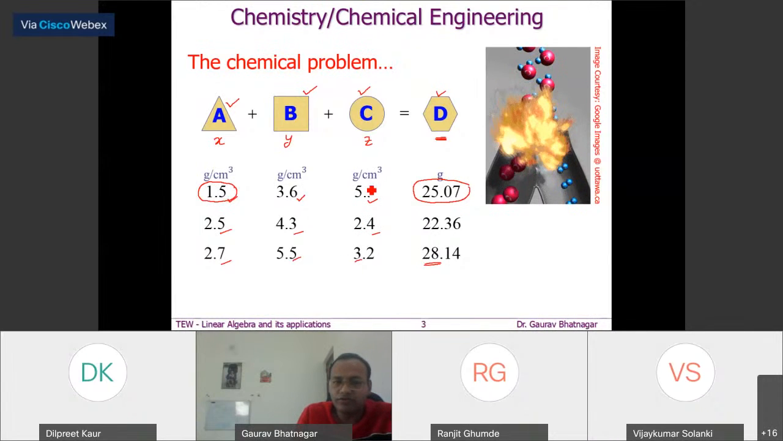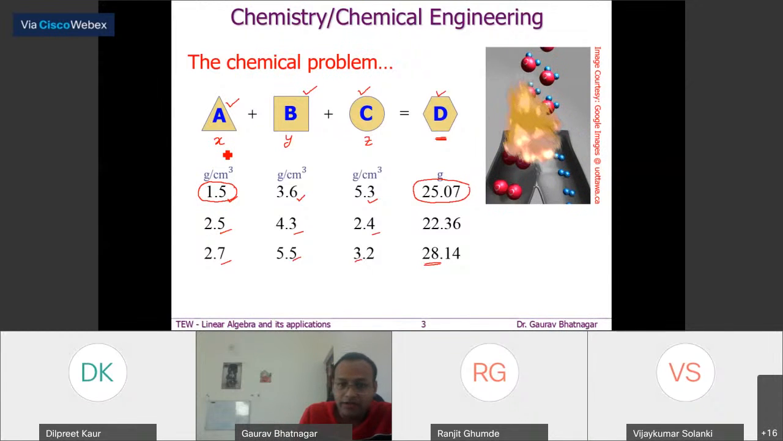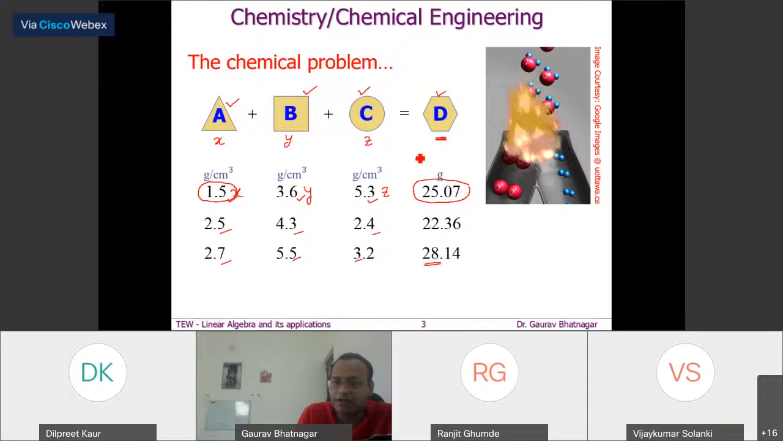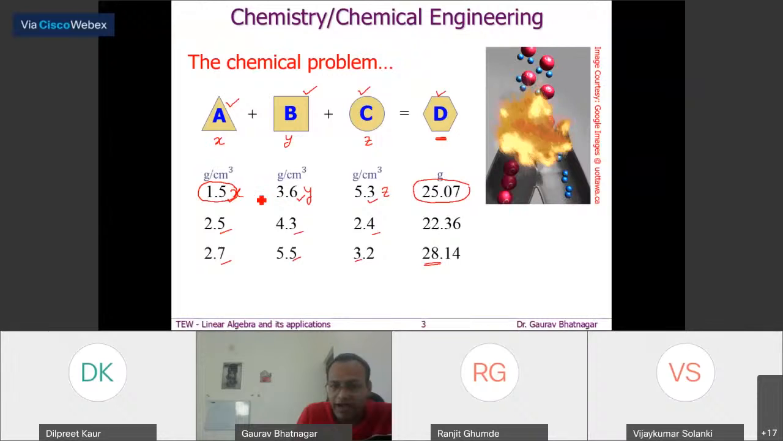So now they just want to know whether they are going to take the proper substances or not. So now what are we going to do with this? Again, this is going to be gram per centimeter cube. So whenever I multiply this 1.5 by x, I am going to get the actual weight of that particular volume of diluted solution. So they are just trying to do 1.5 multiplied by x, 3.6 multiplied by y, and 5.3 multiplied by z. You are going to get the actual solution which you are going to have for this particular formation of 25 grams of substance D. Then when you add this, you are going to get this particular thing.